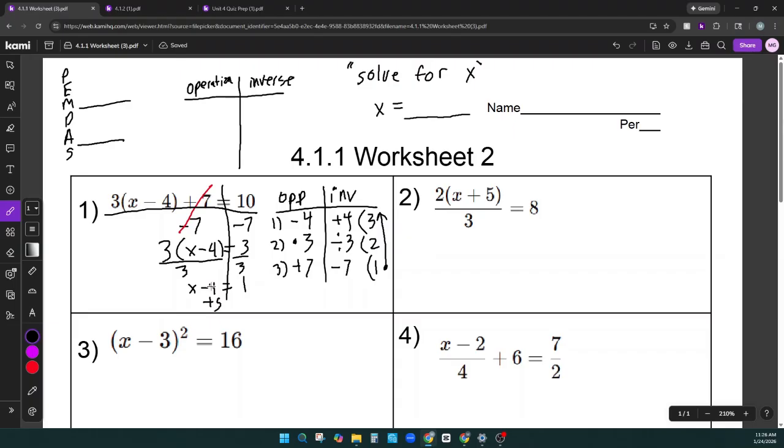Finally, I want to get rid of my -4. The way I get rid of -4 is by doing +4. These are going to cancel, much like these canceled up here. And I am left with x by itself. And on the other side, I have 1 plus 4, which will give me 5. And that is how we start and complete these kinds of problems.